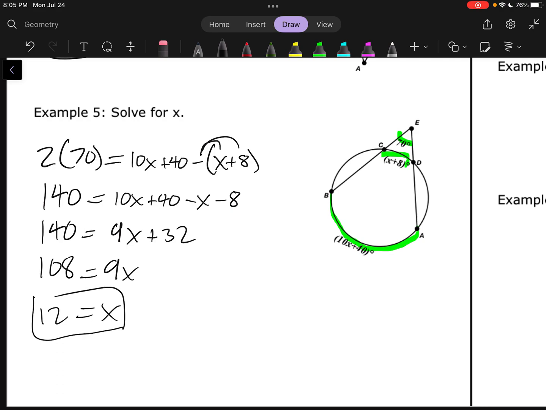Now in cases like this, it's really important to plug back in just to make sure that everything went okay. If x is 12, then 10 times 12 is 120, plus 40 is 160. And then 12 plus 8, x plus 8, is 20. So let's see about that. 160 minus 20 is 140. And 140 divided by 2 is 70. So looks like we got that right. X is 12.